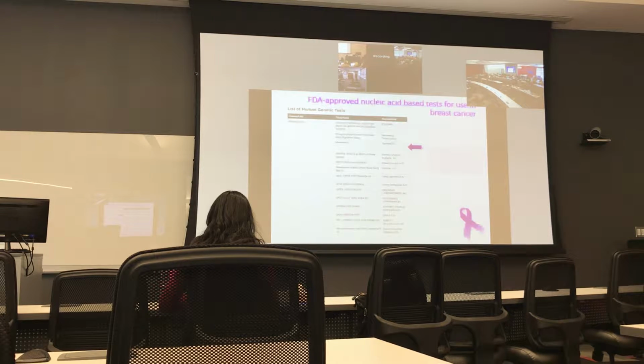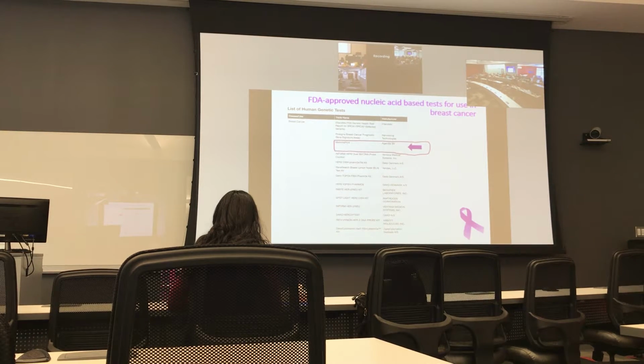So these tests have a variety of formats. Some might be looking at immunohistochemistry, some might be looking at in situ hybridization, others looking at PCR or even genomic array profiling. And so the one that I'm going to talk about next is MammaPrint by Agendia. This was one of the first, and this is a gene expression assay for use in breast cancer.